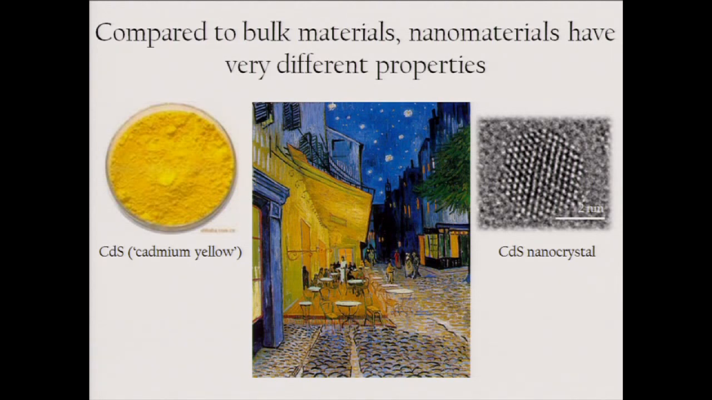So for example, this painting, Starry Night, or actually this isn't Starry Night, this is, anyone remember the Café de Paris? Drawing a blank right now, but a lot of the yellows in this painting come from cadmium yellow-based material. Now if we take that cadmium yellow powder and grind it up until each grain is roughly 2 to 10 nanometers across, we wind up with a cadmium selenide or cadmium sulfide nanocrystal.